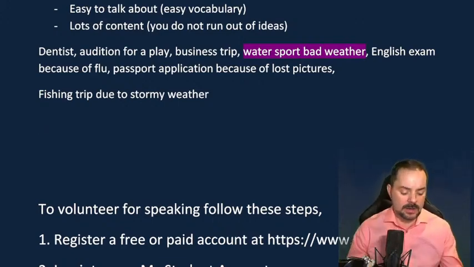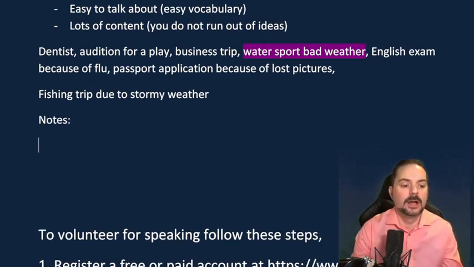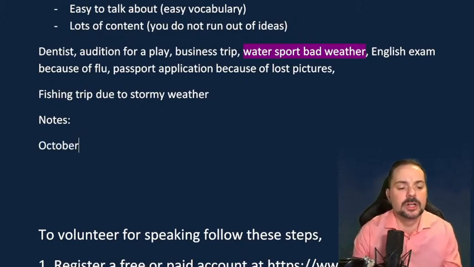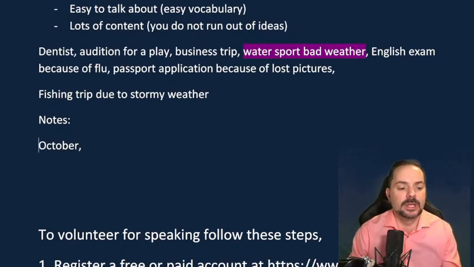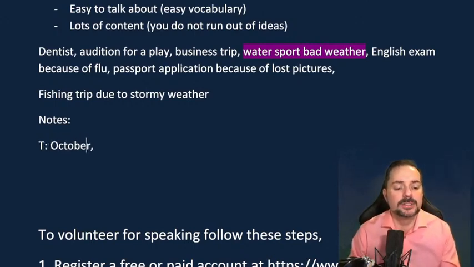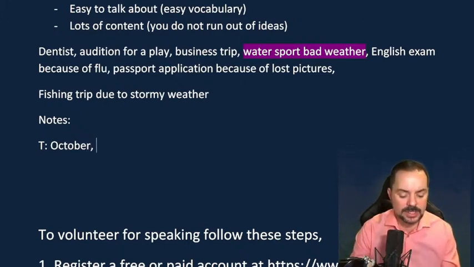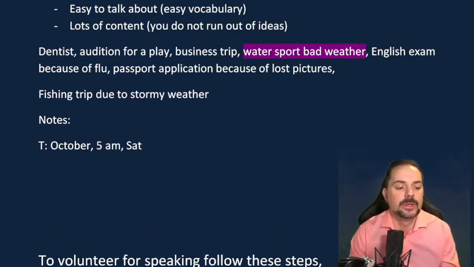Okay, so we've got our notes. Okay. Let's say it was in October. I'm just going to go through the time really quickly. I don't want to spend too much on this. So the time, it could be October, early morning, let's say 5 a.m. start. Okay, on a Saturday, sure.